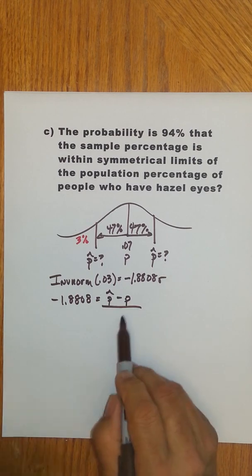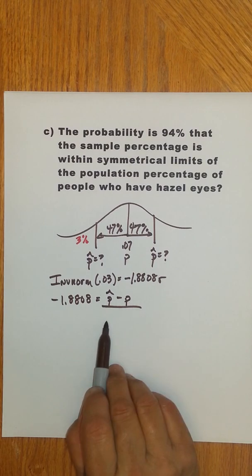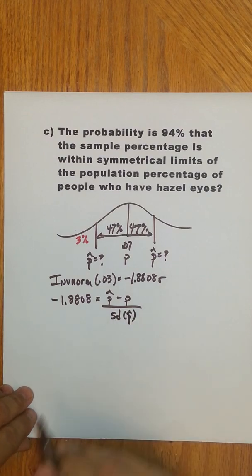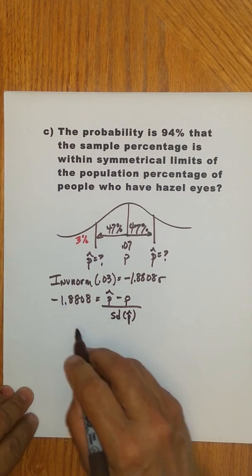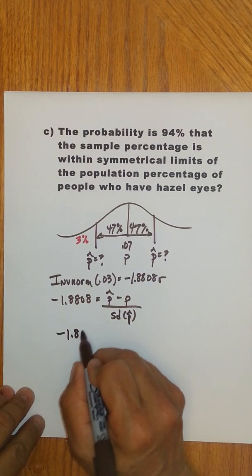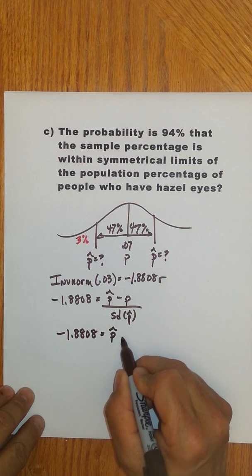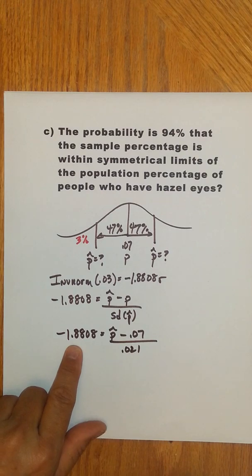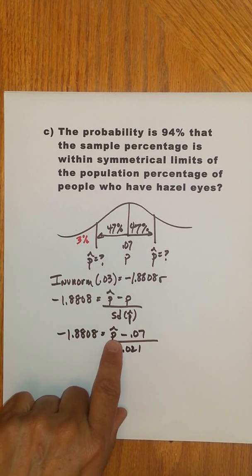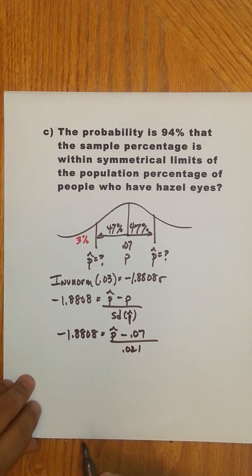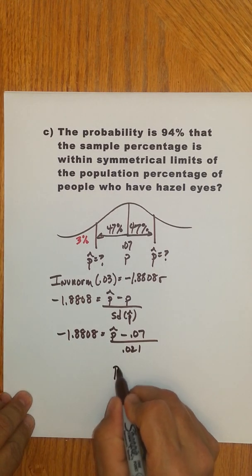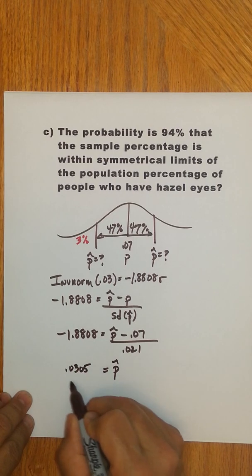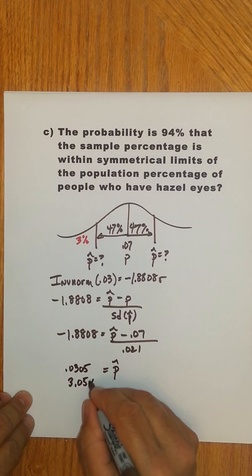And when I set that up to solve for the p hat, right? How far is it from P? Now normally I say value, like sample value minus mean over standard deviation. I'm just getting a little accustomed to the notation here, right? Actually this could be Z really. So negative 1.8808 is some distance from 0.07 here, and then 0.021. So my z-score is negative 1.8808 when my sample percent that I'm looking for, its distance from the mean standardized, is this z-score. So now when you solve that, you're going to get p hat is 0.0305 or 3.05%.